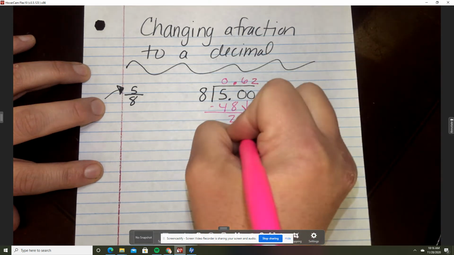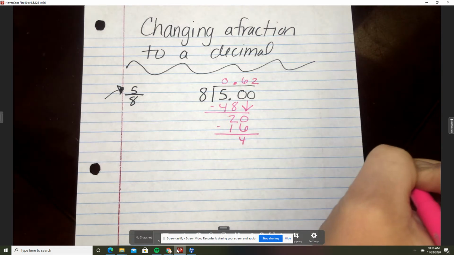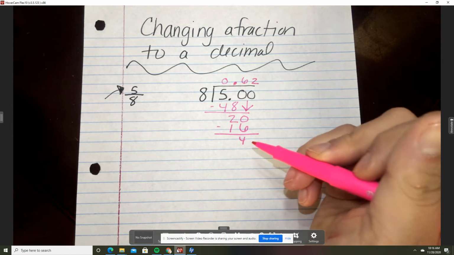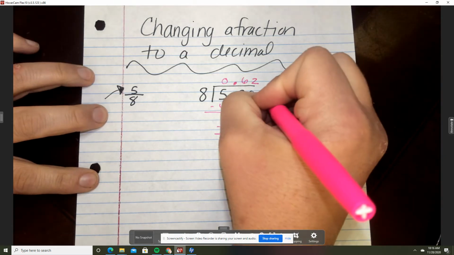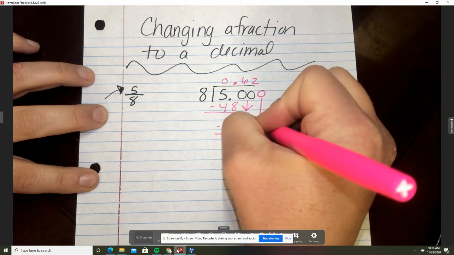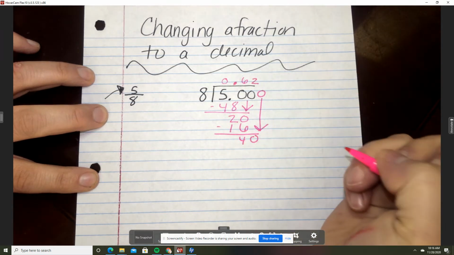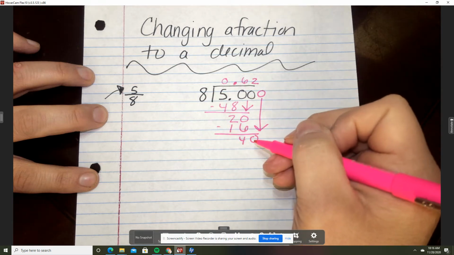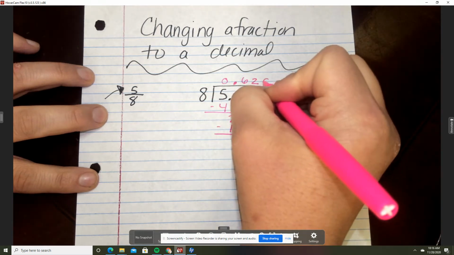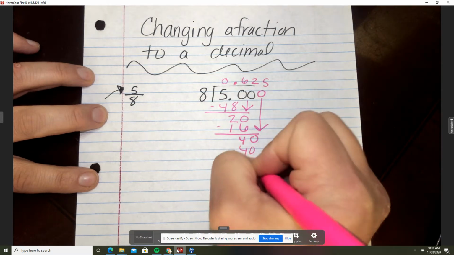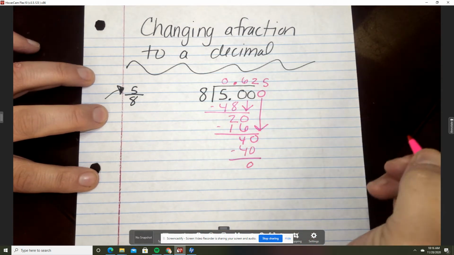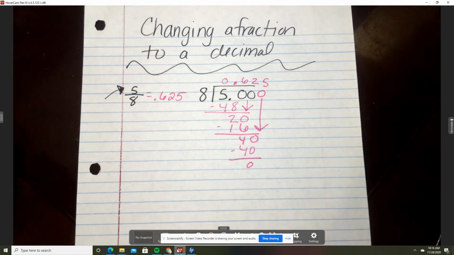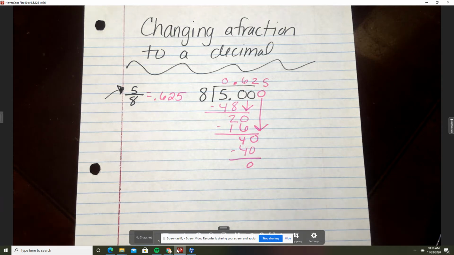8 goes into 20 2 times. 2 times 8 is 16. When you subtract that, you're going to get 4. Now, I know I said you only have to add 2 zeros, but we don't like to have remainders when you have a decimal. So slap one more 0 on there just to see if we can get rid of that remainder. When you add one more 0, you're going to turn that into a 40. 8 goes into 40 5 times. 5 times 8 is 40. Subtract that, and that is 0. So 5/8 is equal to 625 thousandths. And we did that by dividing, okay?